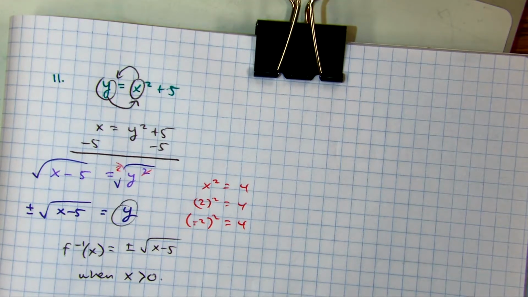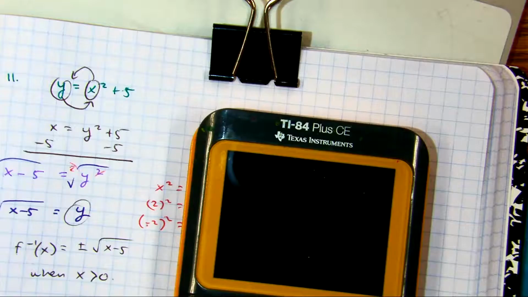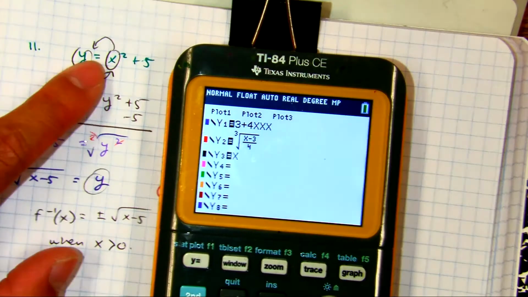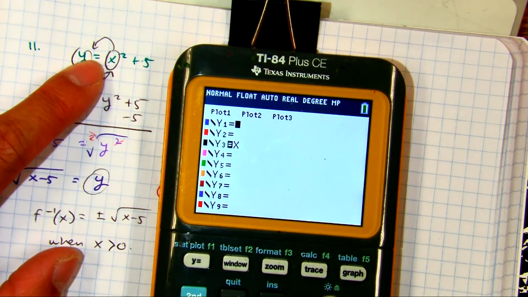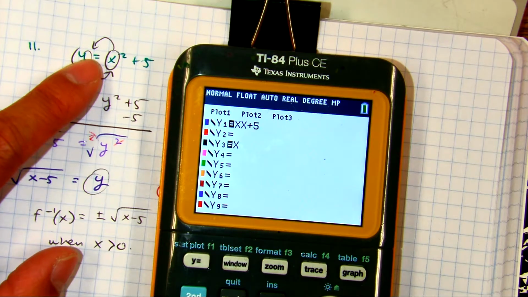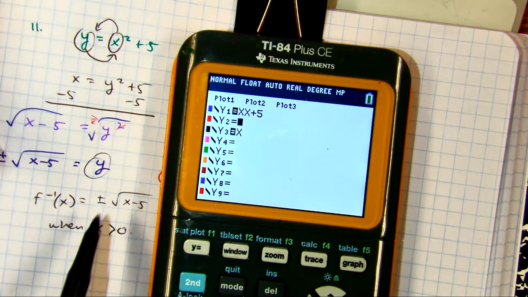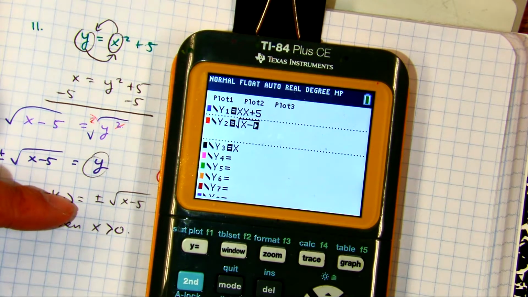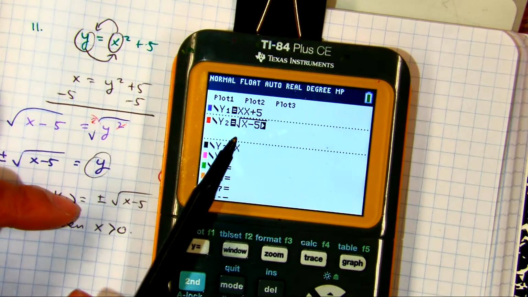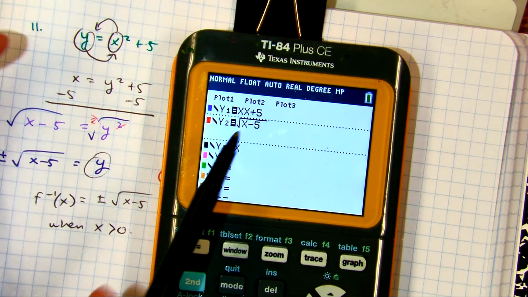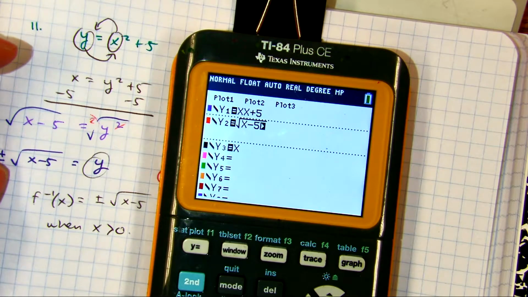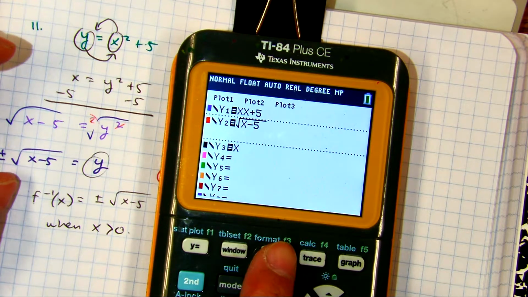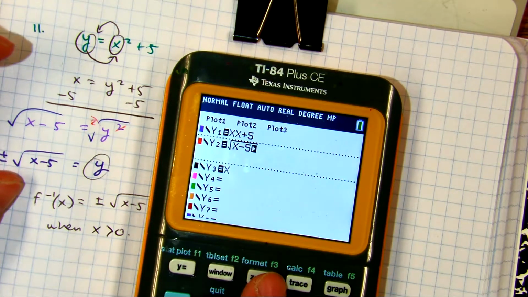Let's graph this. Let's show you why. So I'm going to put in the original. Now for the inverse, I'm just going to pick one of those. So I'm going to pick positive. Remember, the biggest mistake in your graphing calculator is usually the subtraction and negative button. Got it? And then I'm going to press zoom 6.